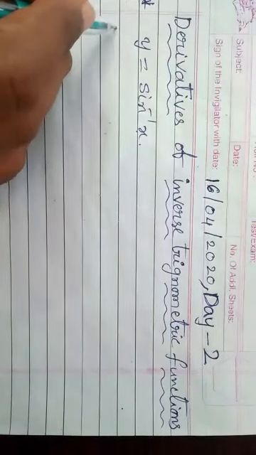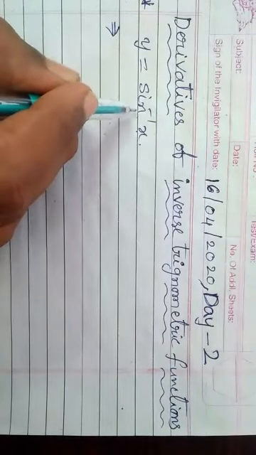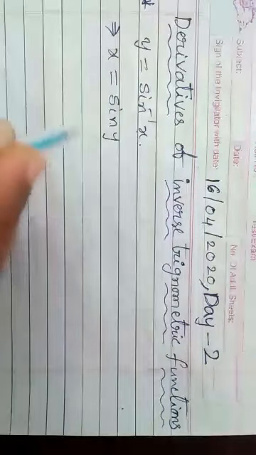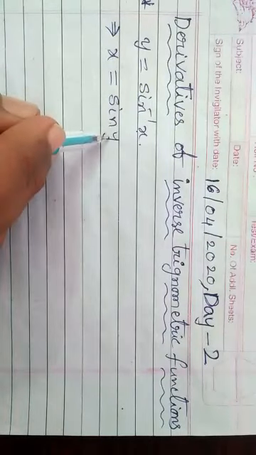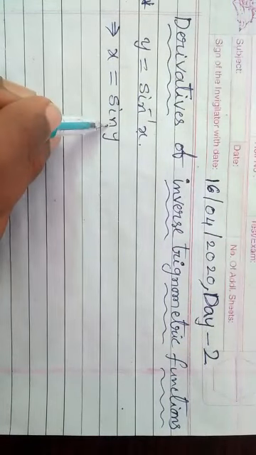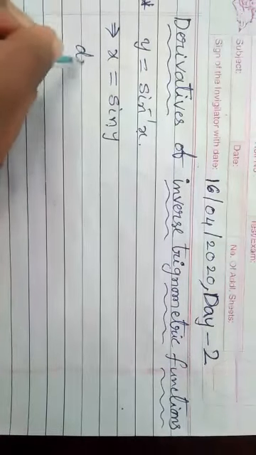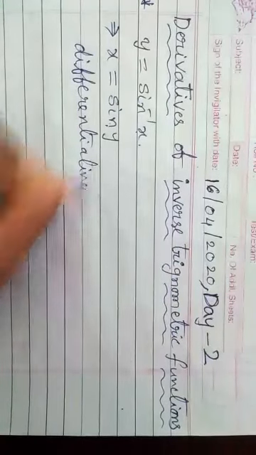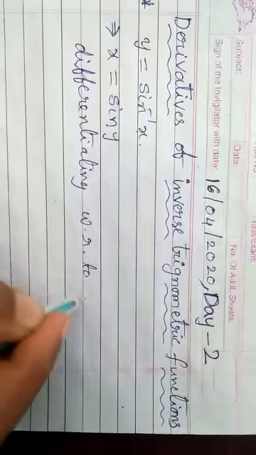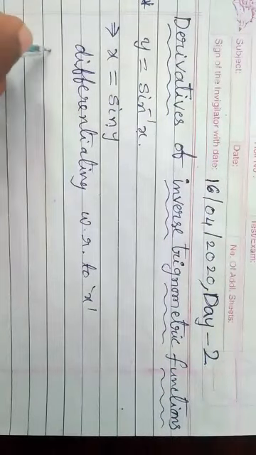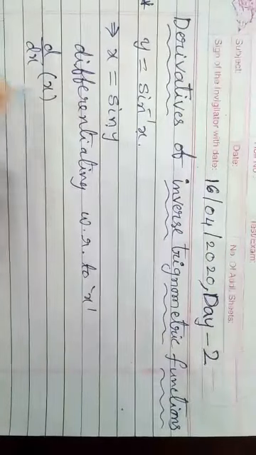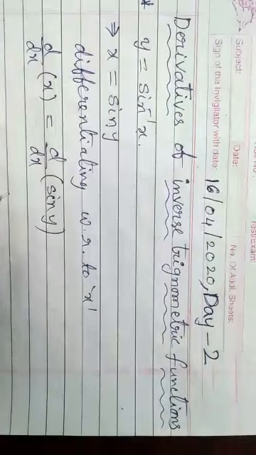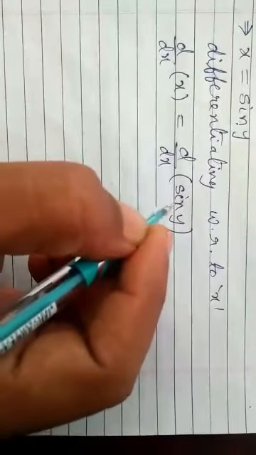By the inverse trigonometric rule, I am writing x is equal to sine y. Now it is in the normal trigonometric form. Now I am differentiating with respect to x. So what will happen? d by dx of x is equal to d by dx of sine y.